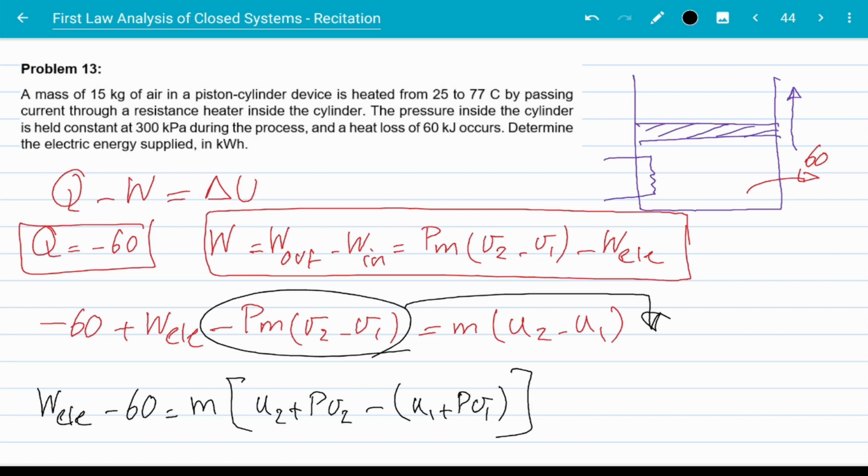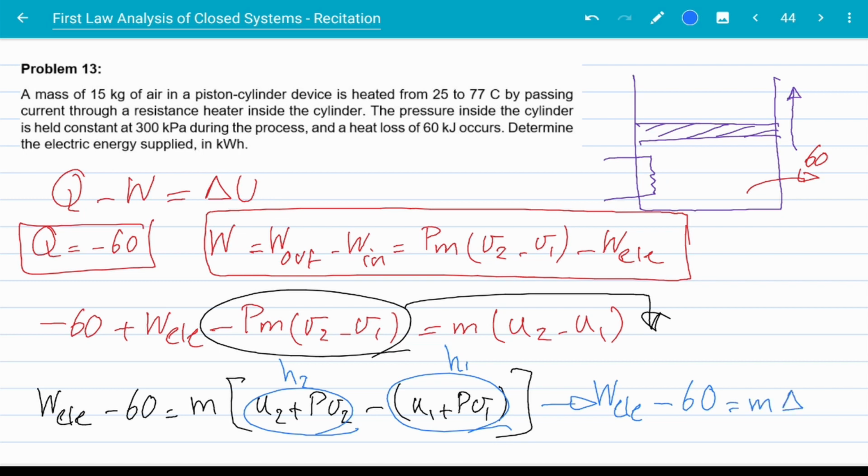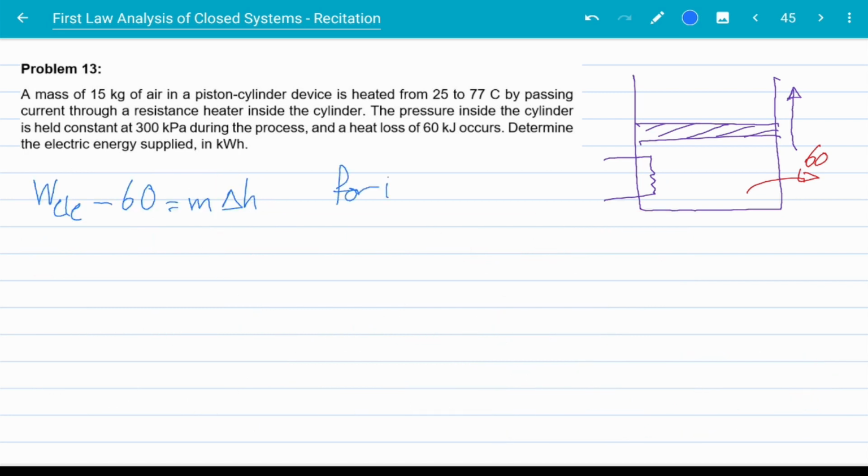Now this is a trick that we did a few problems before. By definition, this is enthalpy 1 and this is enthalpy 2. So my equation reduces to electric work minus 60 is mass times delta H of the system. Now for ideal gases, which is the case for us, we are dealing with air, the change of enthalpy is Cp, specific heat at constant pressure, times delta T, T2 minus T1. So this is the thing that we are going to use.